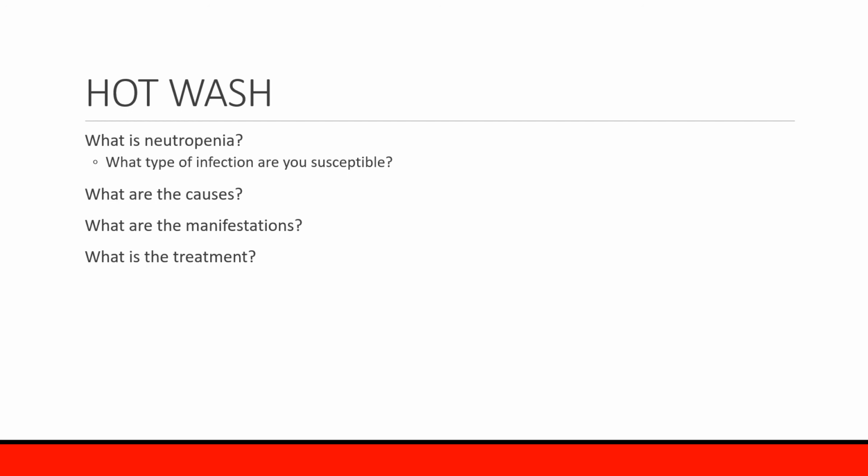You should be able to identify the causes. Remember that anything that uses neutrophils is going to deplete the amount of neutrophils that you have available. So go through the different causes and make sure you understand why the causes are such. Manifestations are pretty straightforward, and then diagnostic procedures in addition to the treatment of neutropenia.